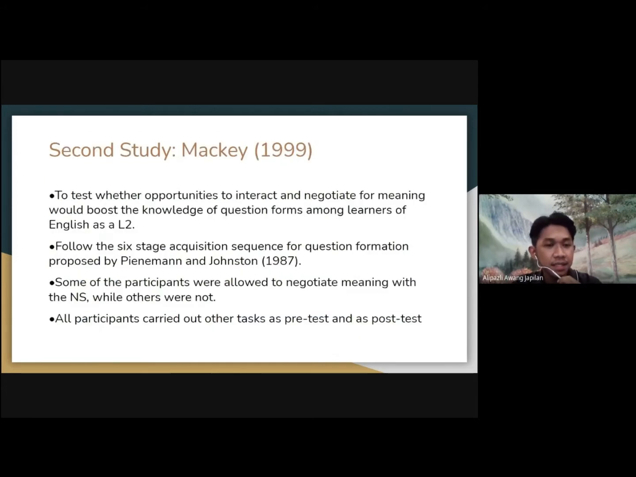All right, next is the experimental study by Mackey 1999. This tested whether opportunity to interact and negotiate for meaning would boost the knowledge of question formation among learners of English as a second language. Following the 6-stage acquisition sequence for question formation proposed by Pienemann and Johnston in 1987, some of the participants were allowed to negotiate meaning with the native speaker, while others were not. All participants carried out other tasks as pre-test and as post-test.